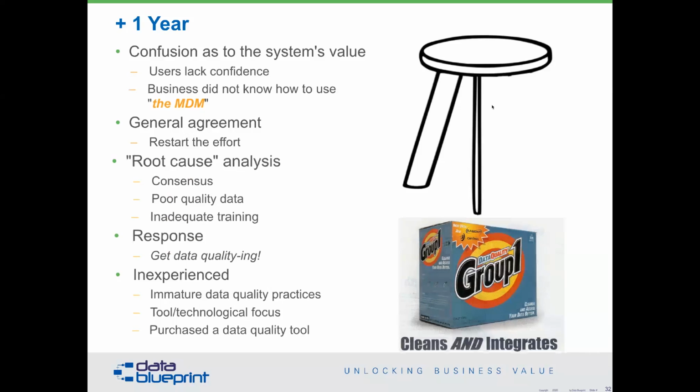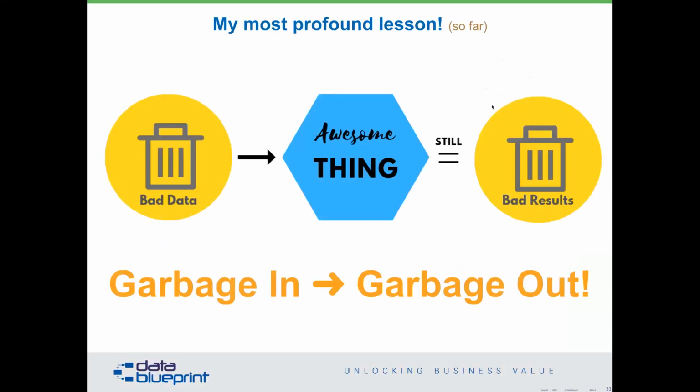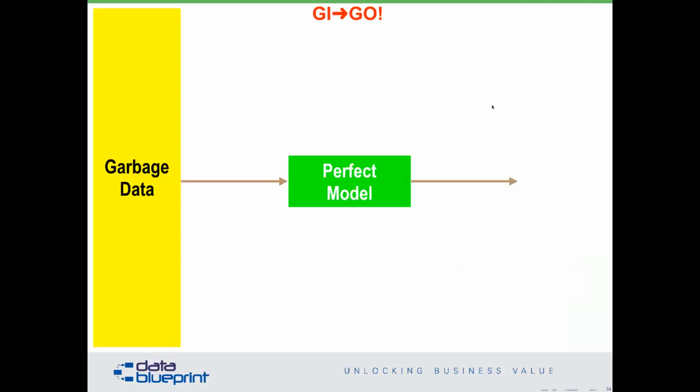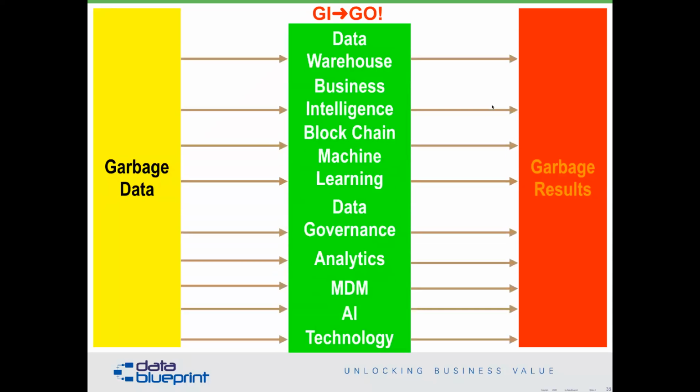One of my most profound lessons over the years has been a very good one taught to me by Lady Ada in this case. Bad data plus anything awesome is still bad results, or as many of you know it more simply, garbage in and garbage out. There is no alternative. If I have garbage data coming into any sort of perfect model, I will get the same results, garbage. And that is true whether the thing in the middle is a data warehouse, machine learning, business intelligence, blockchain, AI, master data management, data governance, analytics, any kind of technology. All of these efforts require good data.